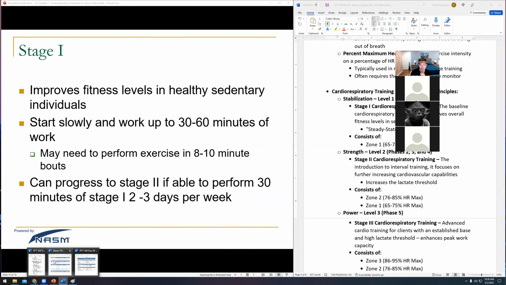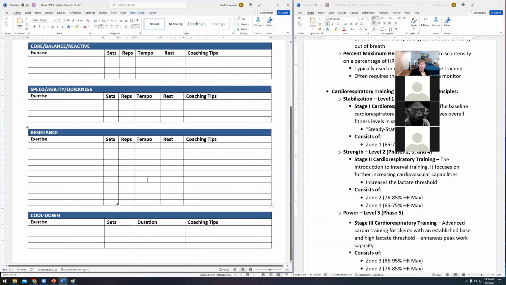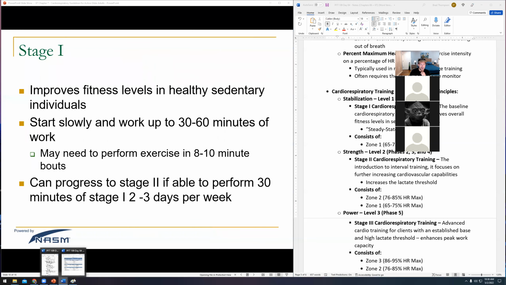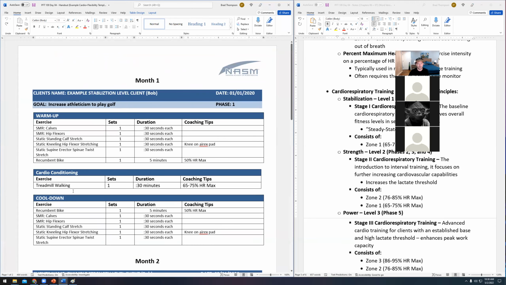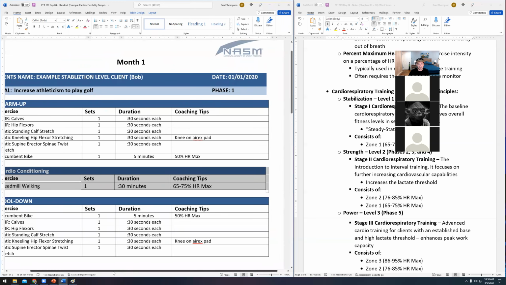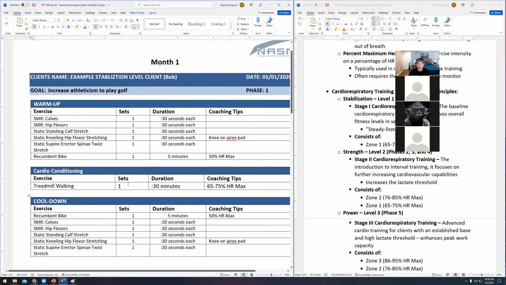So let's take a look at our example program. Remember Bob, right? Let's go to Bob here and take a look at how we're going to make Bob do cardio. We go up to his first month of training, and his cardio conditioning is going to be: all right, Bob, I want you to get on the treadmill and walk for 30 minutes. That's a long duration. I want you somewhere above 65% of your heart rate max. That's the floor. And I want you below 75% of your heart rate max. That's the ceiling. Now you might be thinking, well, Bob's here to work out. Why not go beyond 75%?